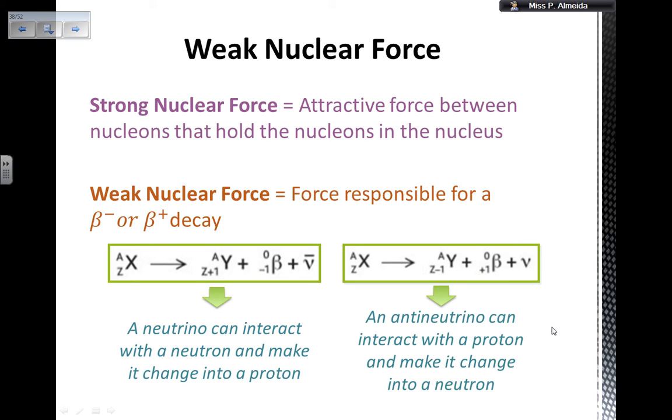I know that I'm going a little bit too fast, but you can always pause the video. So the weak nuclear force is the force that is responsible for these decays in the diagrams. Beta minus, check in the previous video how it happens. The neutrino makes the neutron-rich nucleus have one neutron go into a proton. I get an antineutrino. In the positron emission, I have an antineutrino that makes a proton-rich nucleus have one proton go into a neutron, and when this happens I get a neutrino, okay?